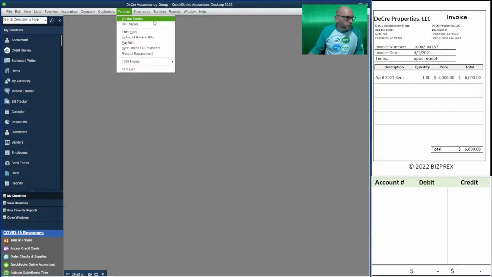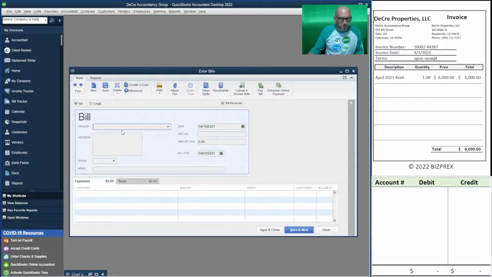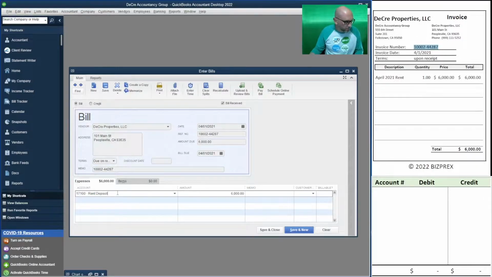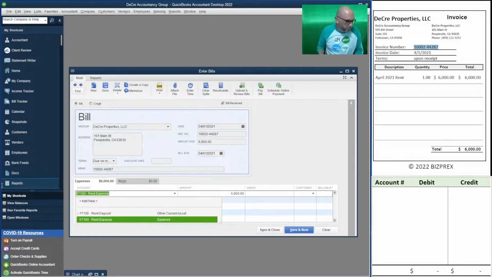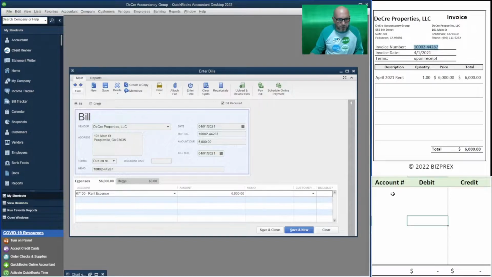Let's book those invoices. I'm going to enter bills. This one is from DeCre Properties. We're going to enter the invoice number right here. $6,000, on receipt. Ta-da, rent. Oh no, it's not deposit. Expense. Okay. Debits and credits, what's happening?